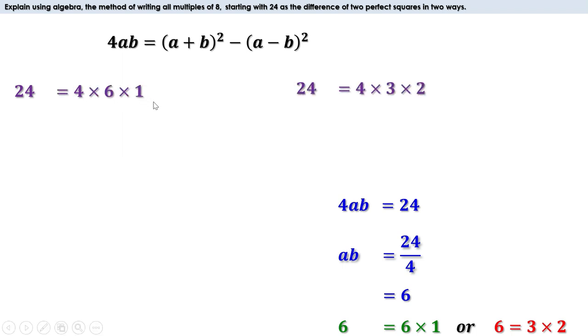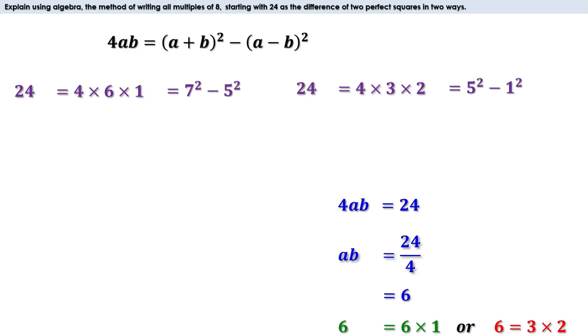This is 4AB where A is 6 and B is 1. Then A plus B equal to 7 and A minus B equal to 6 minus 1 or 5. Therefore, this can be written as 7 square minus 5 square. Here A is 3 and B is 2. Therefore, A plus B equal to 5 and A minus B equal to 1. So, this can be written as 5 square minus 1 square.